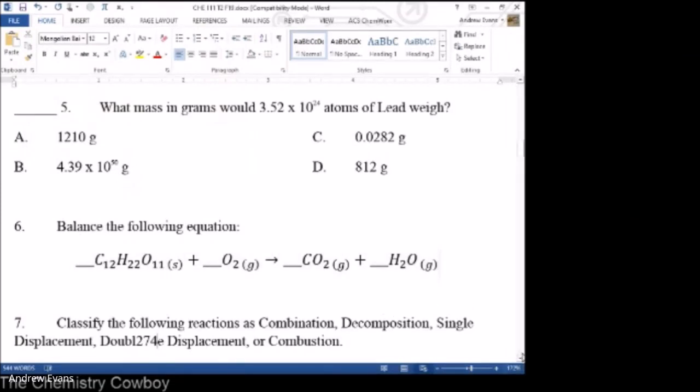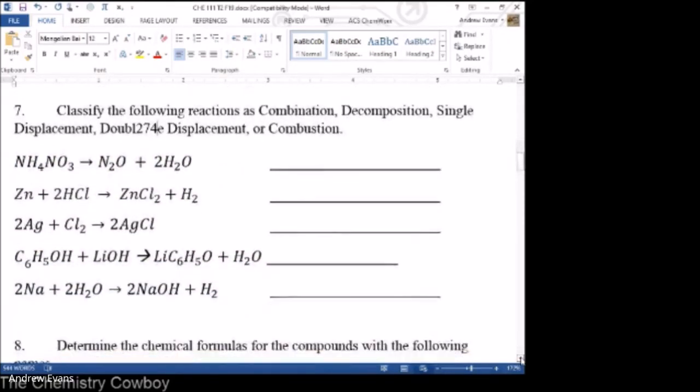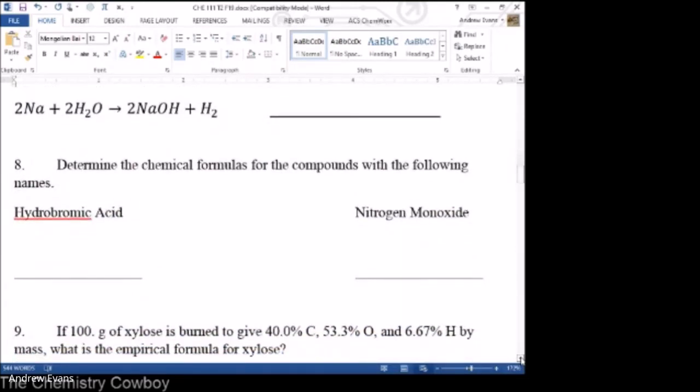Skipping this one. Skipping this one. Here we go, something we can do.